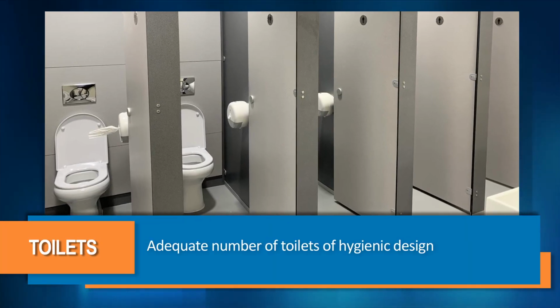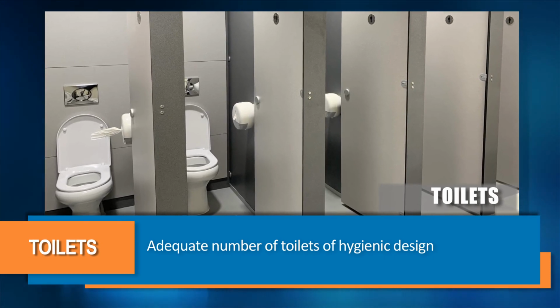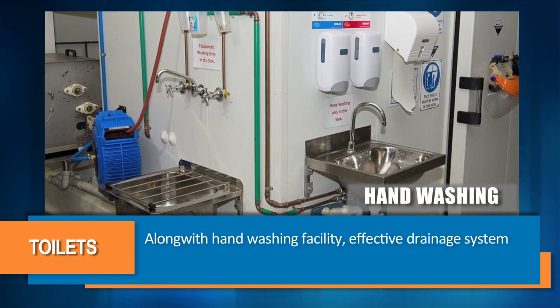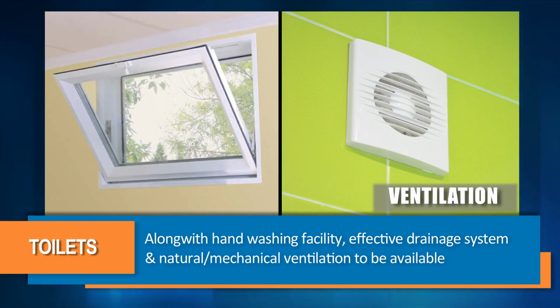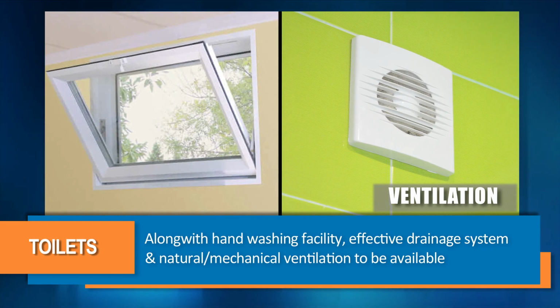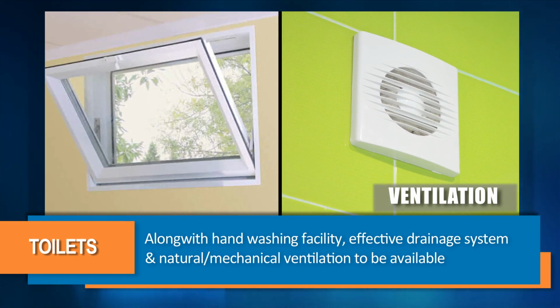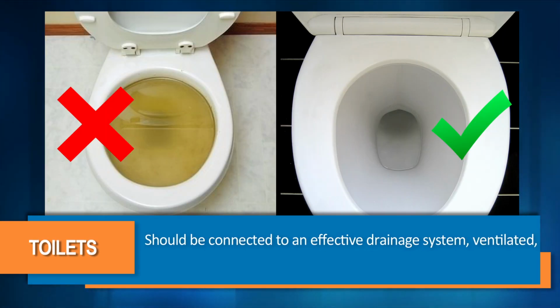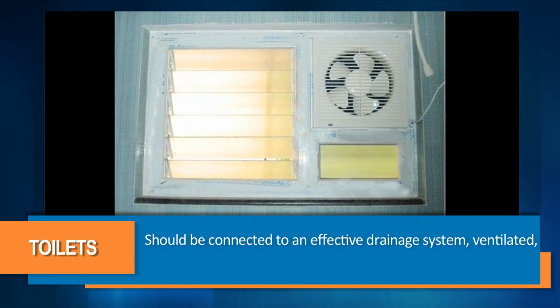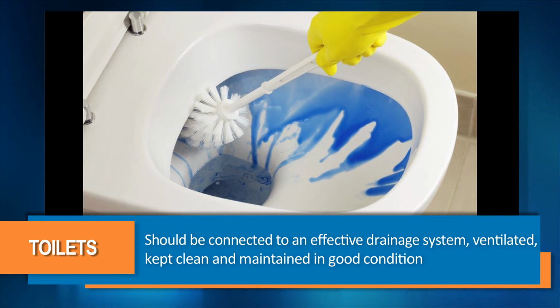An adequate number of toilets of hygienic design along with hand washing facility, effective drainage system, and natural or mechanical ventilation should be available for the personnel. Generally, 1:25 ratio is followed for toilet facility to employee ratio. They should be connected to an effective drainage system, ventilated, kept clean and maintained in good condition.